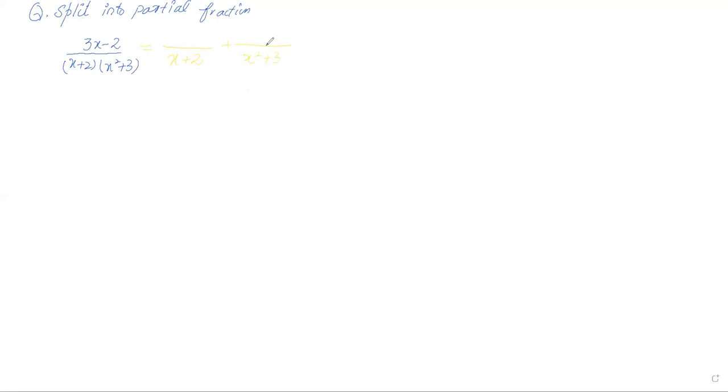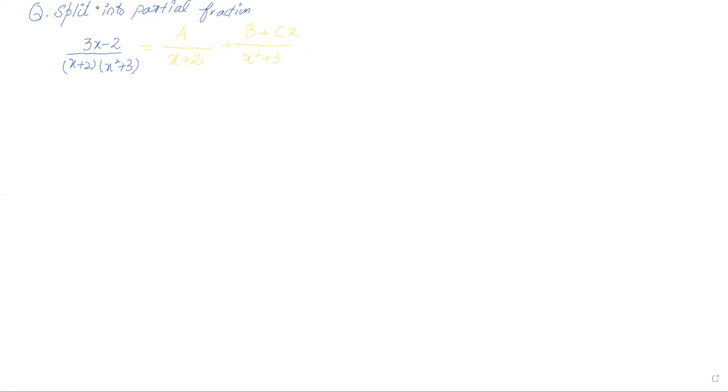Now you have to write the numerators. For the linear factor, the first one, which is x plus 2, the numerator will be a single constant, that is A. But the second denominator is a non-factorizable quadratic factor, so you have two constants with a plus sign. It's your choice, you can write either x with the B or x with the C. Now, in this case, just for your understanding, I put the C over here.